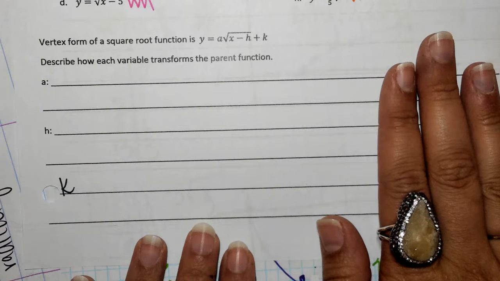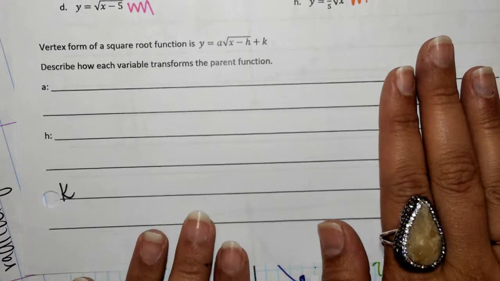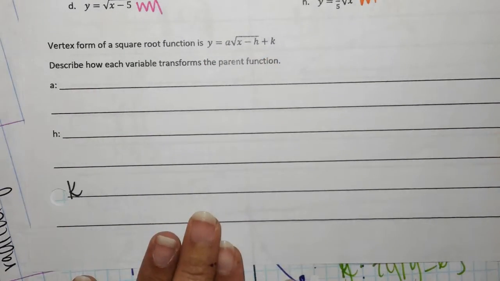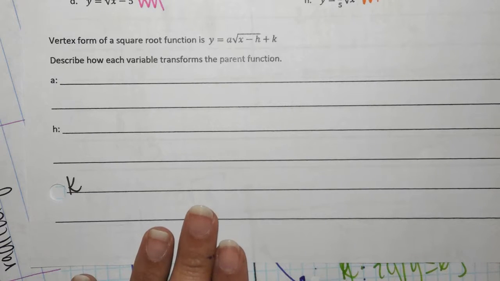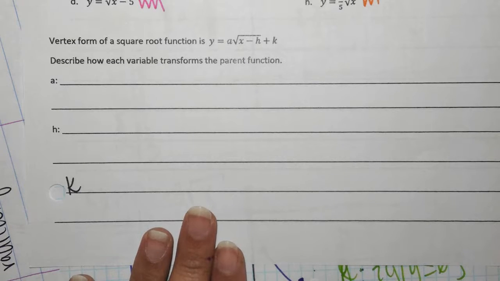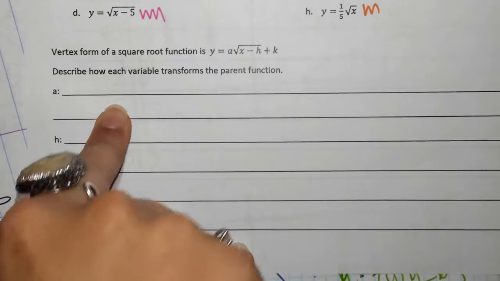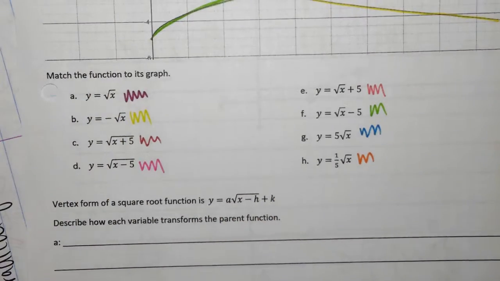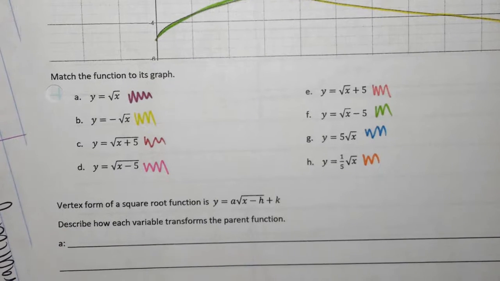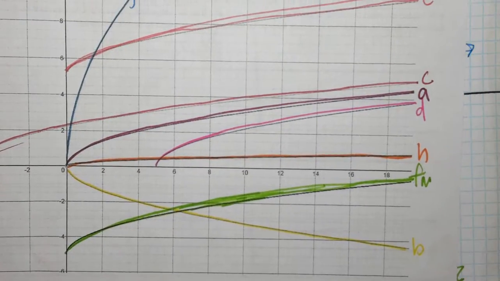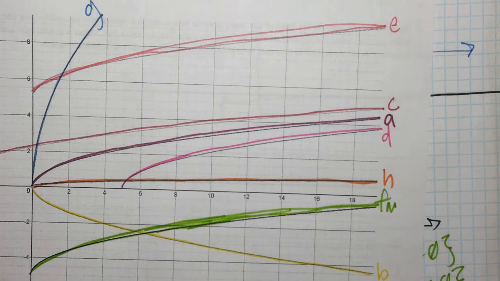When you ask these questions, do you mean what is A doing, or what does A do to a function? To a square root function, what does A do to it? If it's positive, it opens up. If it's negative, it opens down. If you multiply by a whole number, it stretches it. If you multiply by a fraction, it flattens it. So I want you to tell me what A does. Then I want you to tell me what H does, based on what we learned here and what we did in our lesson. Manipulate. Does that help?